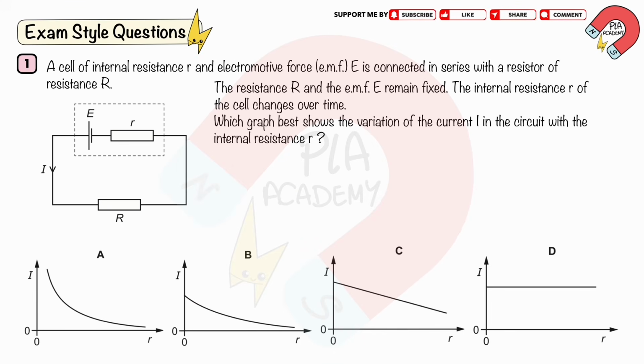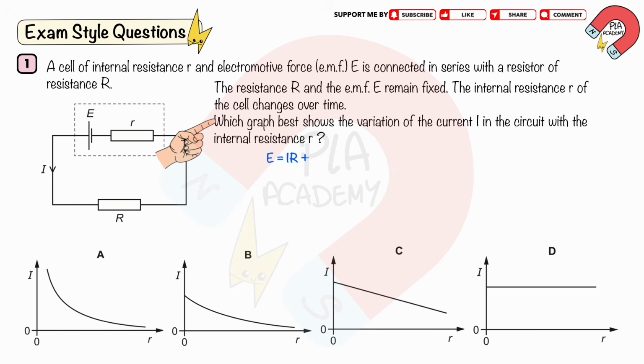Exam style question 1. A cell of internal resistance r and electromotive force, EMF, E is connected in series with a resistor of resistance R. The resistance R and the EMF E remain fixed. The internal resistance r of the cell changes over time. Which graph best shows the variation of the current I in the circuit with the internal resistance r?